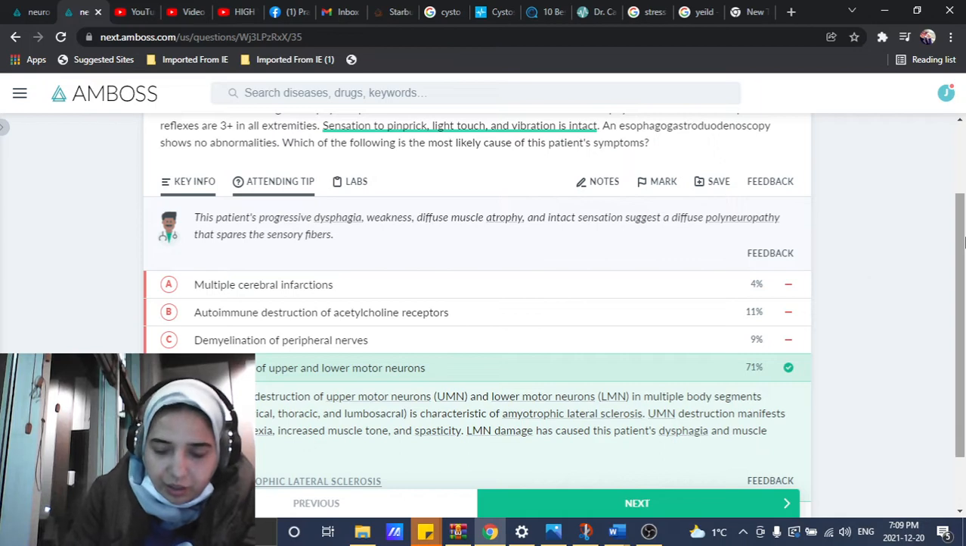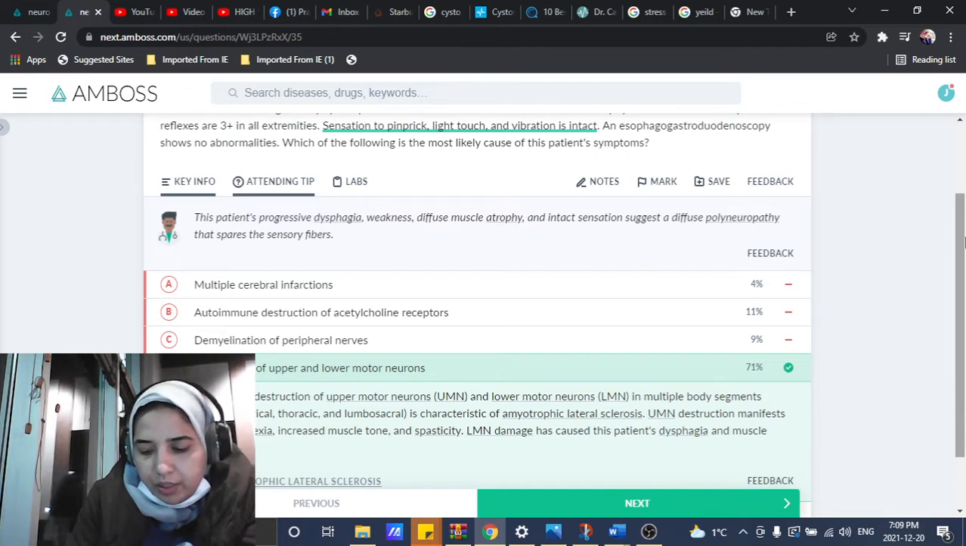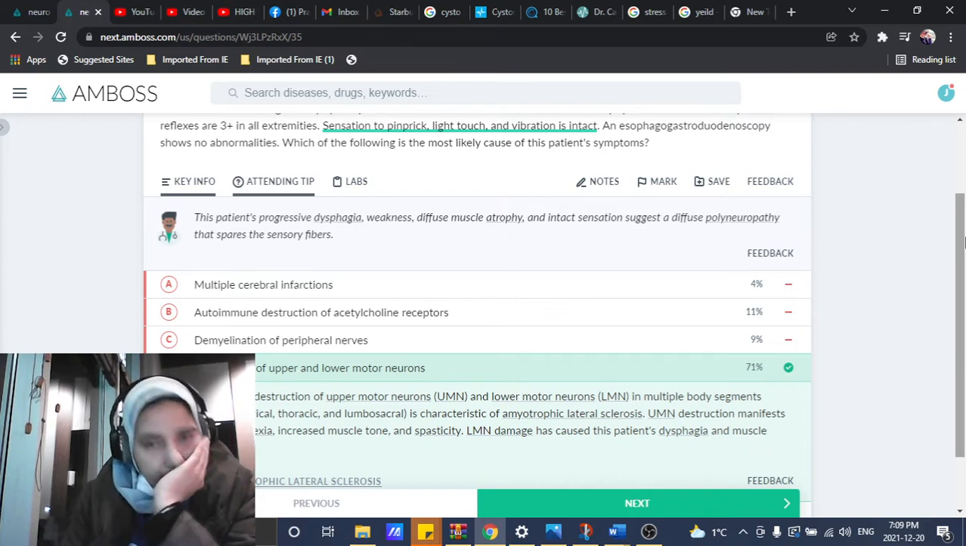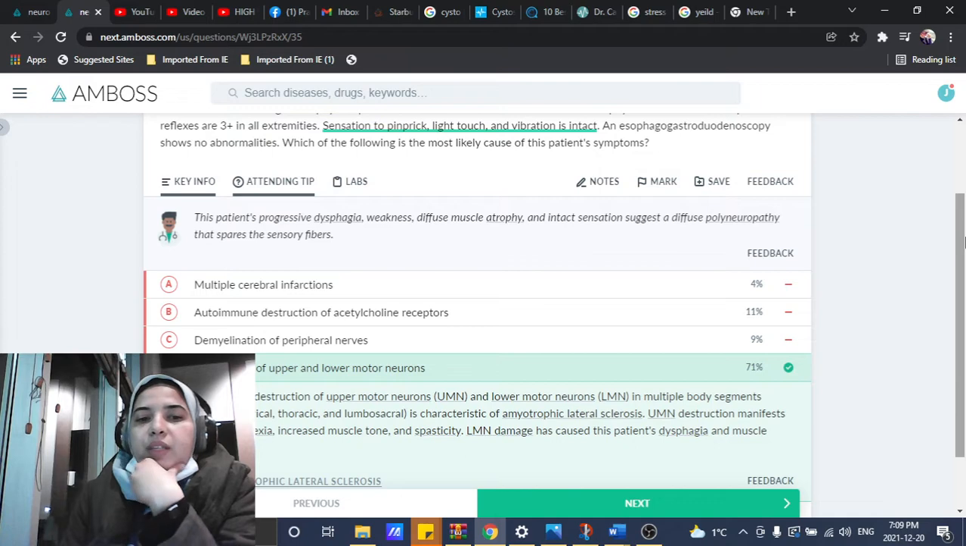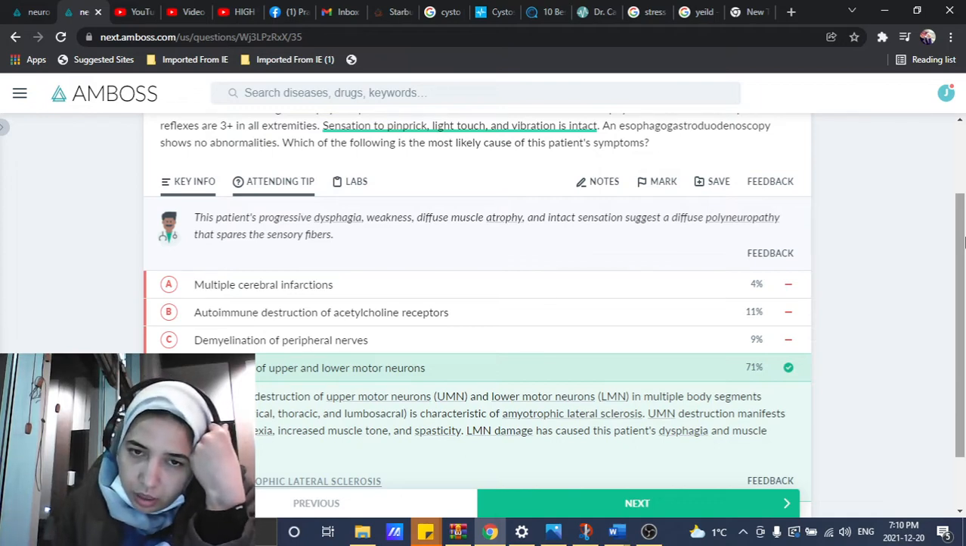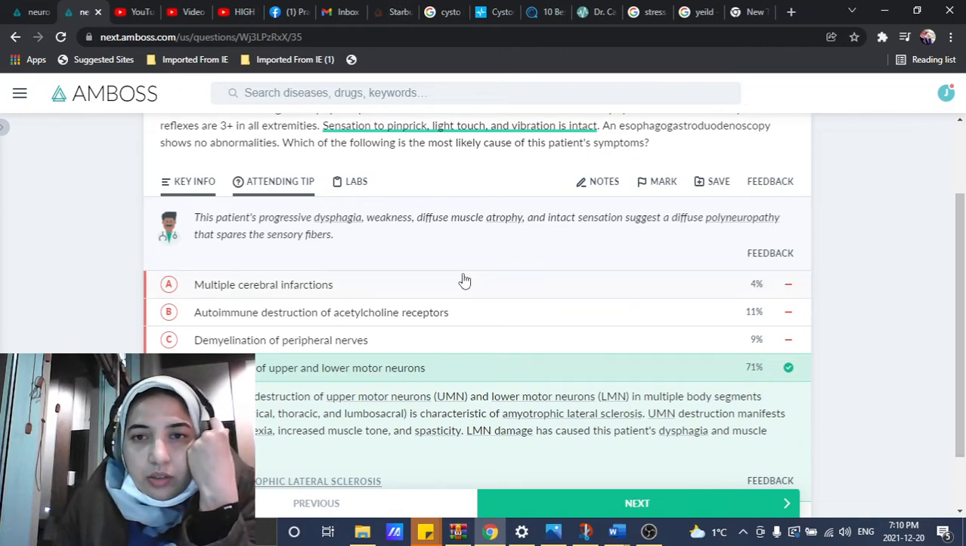Okay, so we answered it correctly. This patient has progressive dysphagia and weakness, diffuse muscle atrophy, and intact sensation. So the key thing with ALS is that there is intact sensation, plus signs of upper motor neuron plus lower motor neuron lesions. So it's characteristic of ALS, amyotrophic lateral sclerosis, which is also called Lou Gehrig's disease. Upper motor neuron destruction manifests as hyperreflexia, increased muscle tone and spasticity; lower motor neuron lesions show as the dysphagia and the muscle atrophy. Let's take a look at the other answers as well, because we can learn from that.